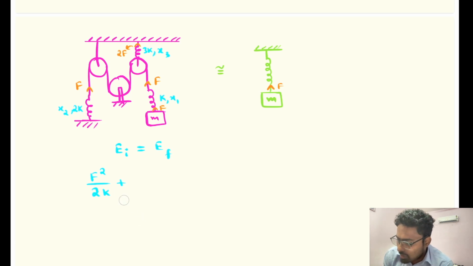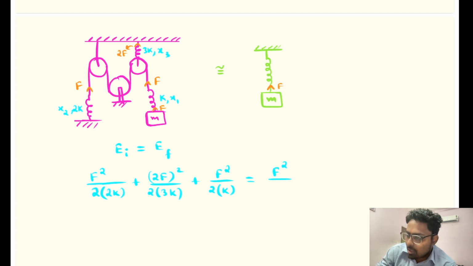Then the first energy is F square divided by 2k, where k is the equivalent here. This is the first spring. For the top spring it will be 2F whole square divided by 2 into the equivalent, that is 3k, plus for the third spring the energy is F square divided by 2 into k, which is equal to the final energy.